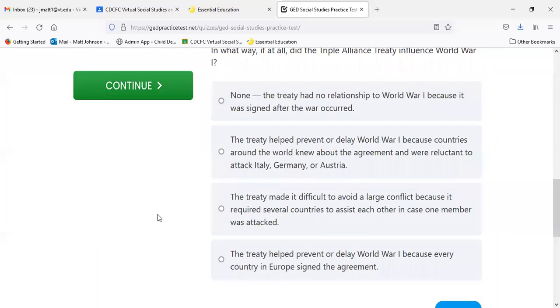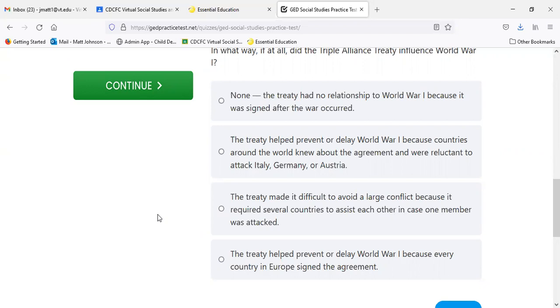B, the treaty helped prevent or delay World War I because countries around the world knew about the agreement and were reluctant to attack Italy, Germany, or Austria. C, the treaty made it difficult to avoid a large conflict because it required several countries to assist each other in case one member was attacked. Or D, the treaty helped prevent or delay World War I because every country in Europe signed the agreement.